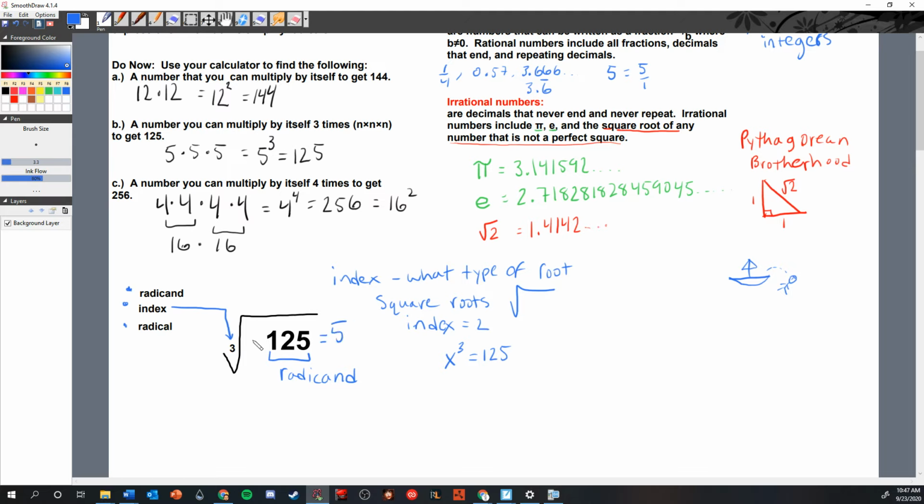The radical is the symbol itself. That's the entire symbol; the entire symbol we call the radical. The radicand is what's under the symbol.